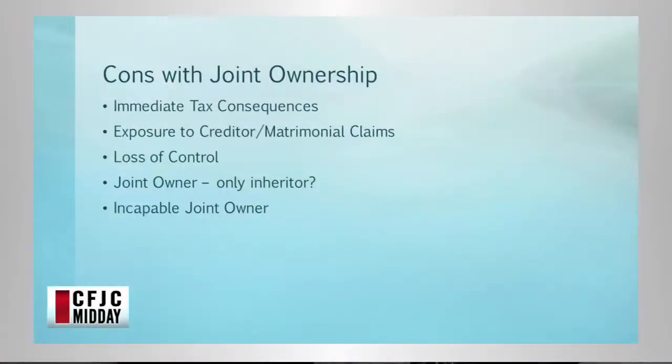Our next slide is where we talk about the really important stuff: the cons of joint ownership. Number one is immediate tax consequences. If you're sharing, let's say, a second property, we often see kids being added on as a joint owner. That's an immediate tax issue because it's a disposition of property for income tax purposes, and it triggers any unrealized gains.